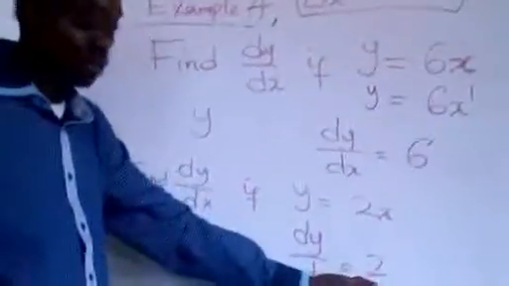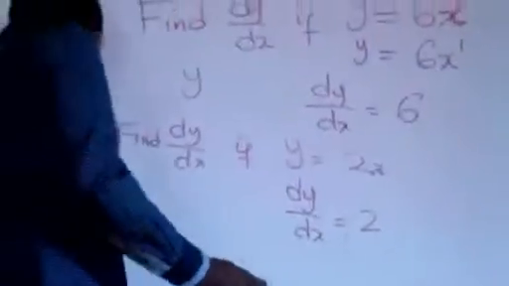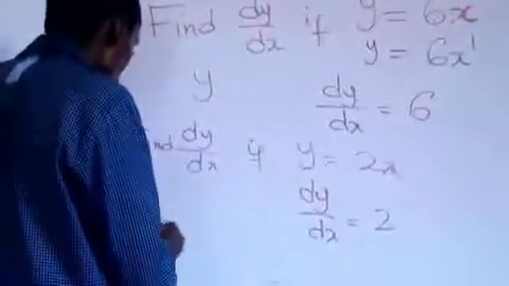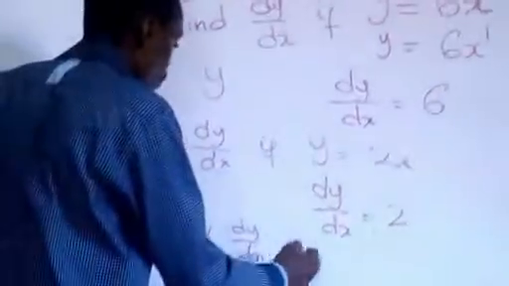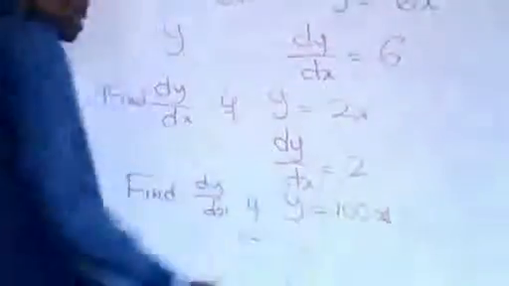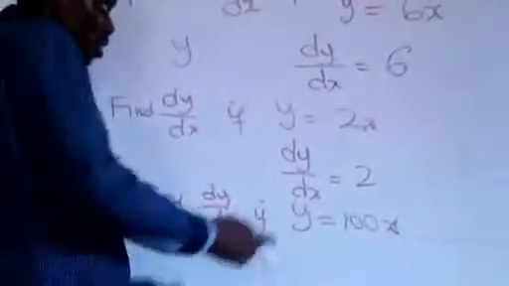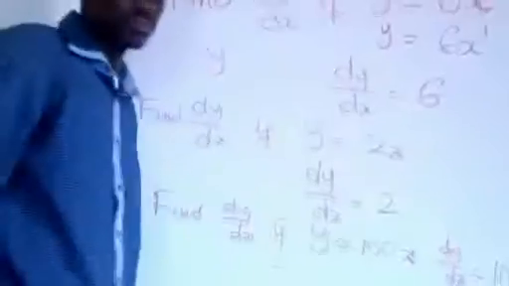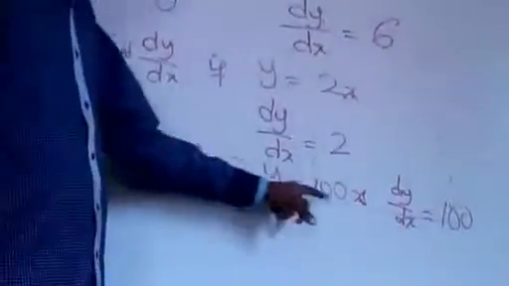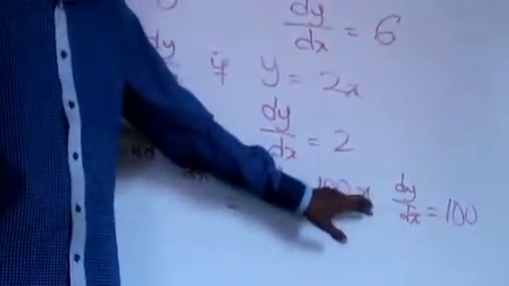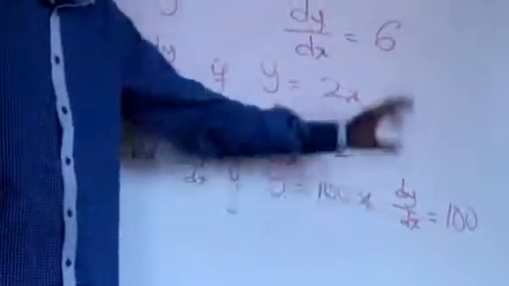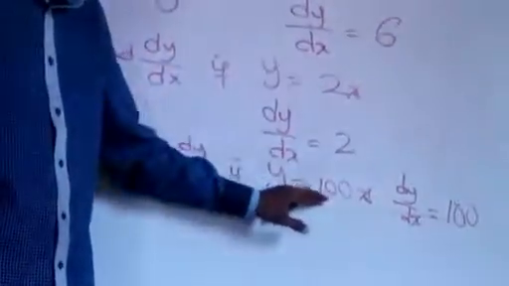Also, if you were asked to find dy/dx if y is equal to 100x, by comparison, when you solve, you will discover that the dy/dx is equal to 100. So whenever you have a constant with a variable that is raised to power 1, that variable will disappear and the dy/dx will just be equal to the constant.